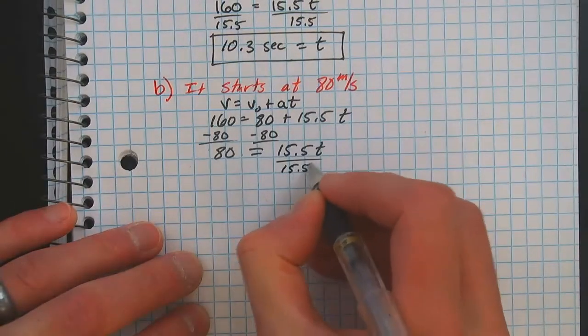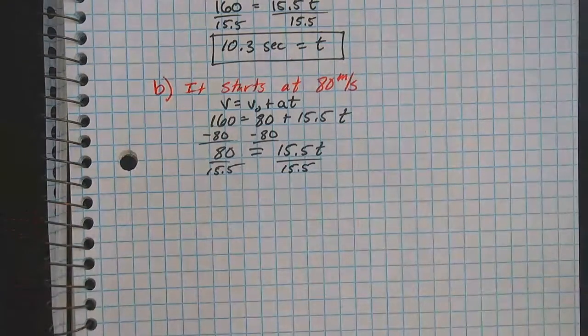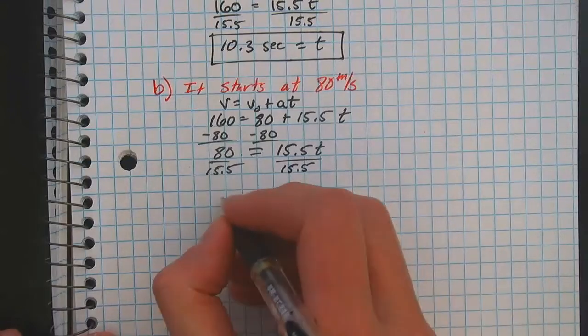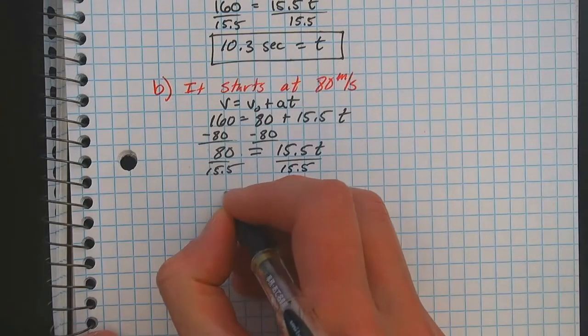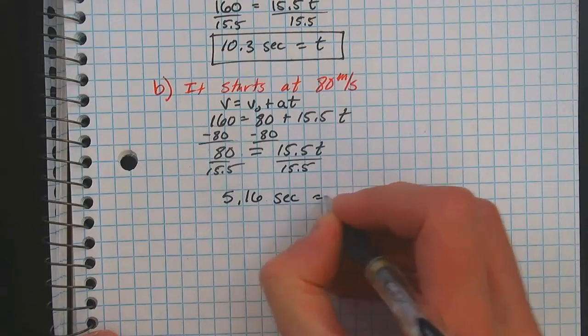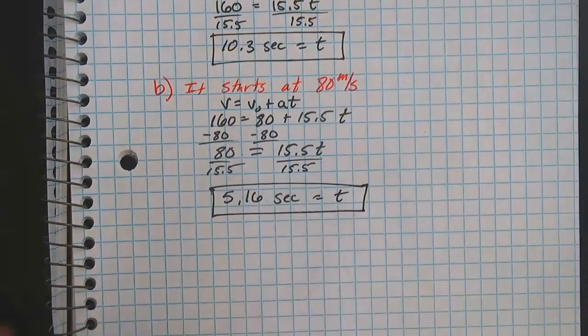Still have the 15.5 t on that side. Divide by 15.5. 80 divided by 15.5 is going to give us 5.16 seconds. So that's the example problem.